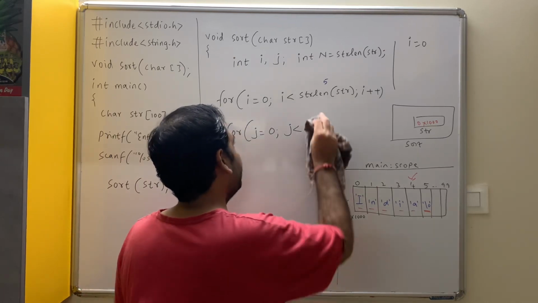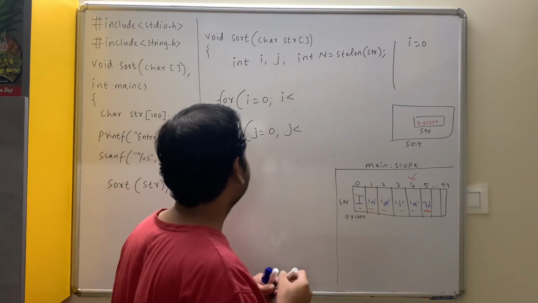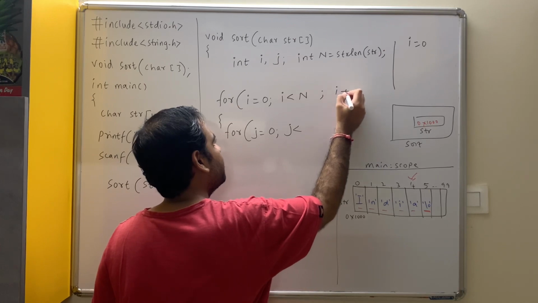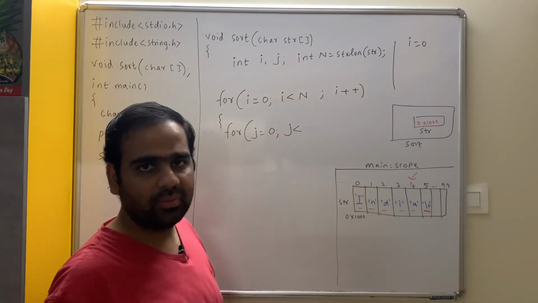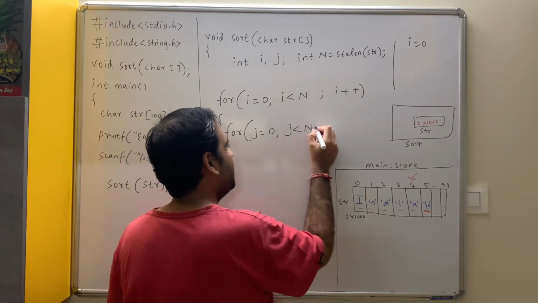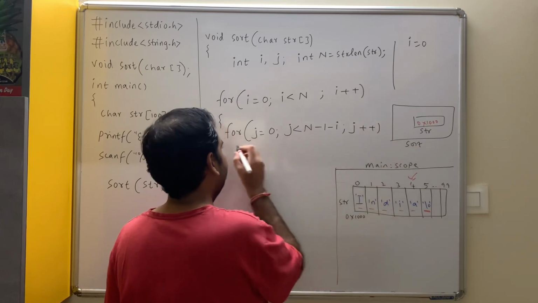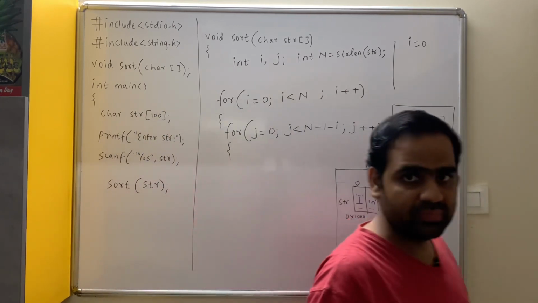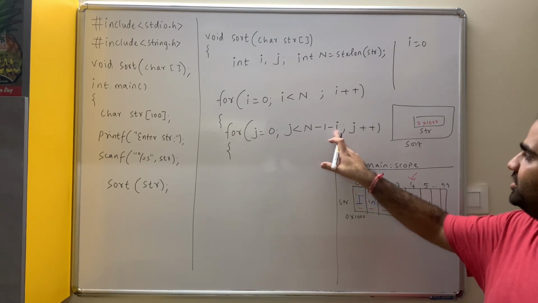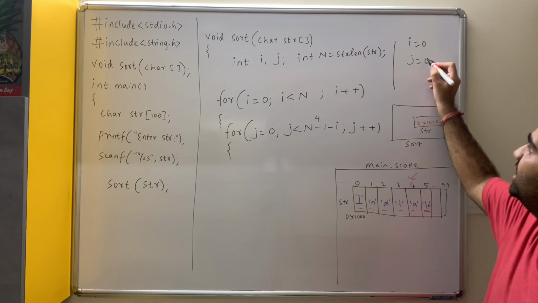Therefore, instead of writing the string length of str, what can I write over here? I can write n, and we say i plus plus. Now, if possible, I will change this. Now, j is less than what? n minus 1 minus i, and we say j plus plus. Now, what is n? n is 5. 5 minus 1 is 4. 4 minus 0 is 4. That means j is less than 4, as we say j is 0.